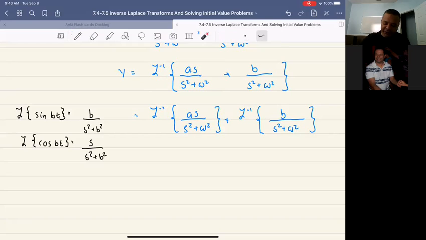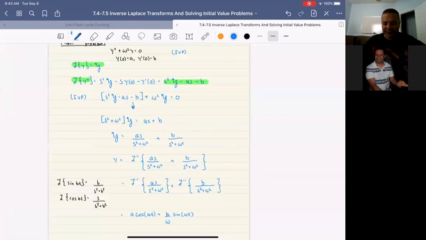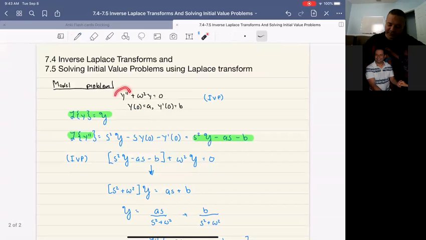Okay, so look, this one kind of looks like it's going to be a cosine after pulling out this a. And this one I'm going to have to play with a little bit too, but it's going to be a sine. Okay, so we get a cosine of, instead of b, it's omega, and here we're going to have plus b over omega sine of omega t. Okay, and that's the answer we should expect for this initial value problem.